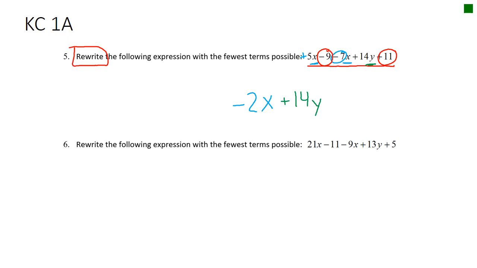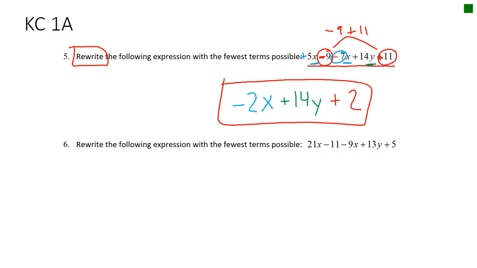You always want to keep the sign next to the number. So this one's negative, this one's positive. That is telling you that it's going to be negative 9 plus 11. So negative 9 plus 11 is just going to give you plus 2. Again, you subtract, keep the sign of the biggest number, or use your calculator. And there you go. We made our long equation a little bit smaller. So can you guys try number 6?